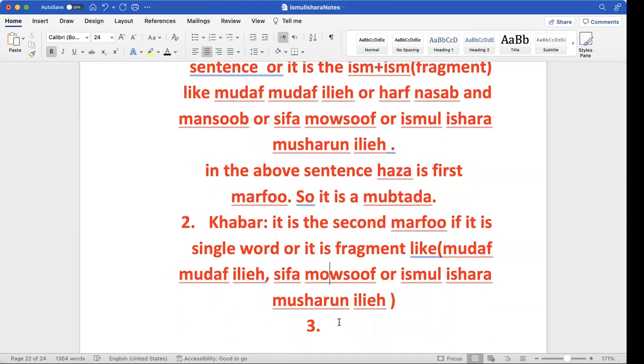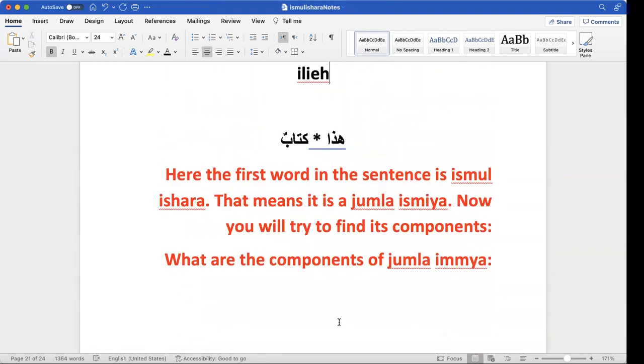So now go back to the sentence. Haza, you got a mubtada. Now next is what? Kitabun, which is also a single ism. What is the status of a single ism? Marfu, right? So you got khabar. And there is always a break of chain between mubtada and khabar. We can put is or whatever between mubtada and khabar. So how will you translate haza kitabun? This is a book.